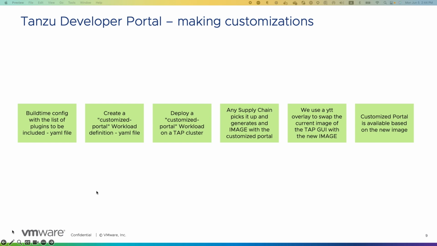Then we'll create a customized portal workload and deploy it on our tab cluster. Then that workload will be picked up by any supply chain that will create an image of that customized portal for our requirement. And then we'll use a YTT overlay to swap the current image in the tab GUI in the existing instance of the portal with that new image to see how it changes. In this demo, I will not show you the YTT overlay part, but everything else should be standard.